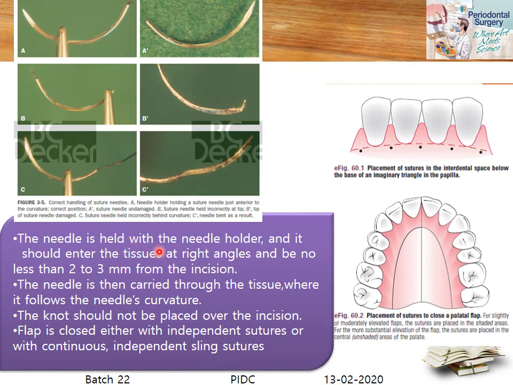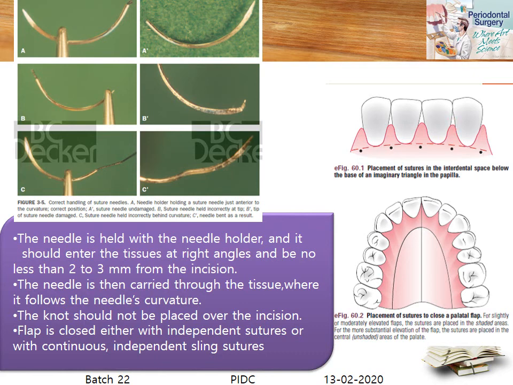The needle is held with the needle holder, and it should enter the tissues at right angles and be no less than 3 mm from the incision. So here you can see the exact position where the needle should be inserted into the tissues. It should be just 2 to 3 mm from the incisions, and the needle is then carried through the tissues where it follows the needle's curvature. The knot should not be placed near the incision.